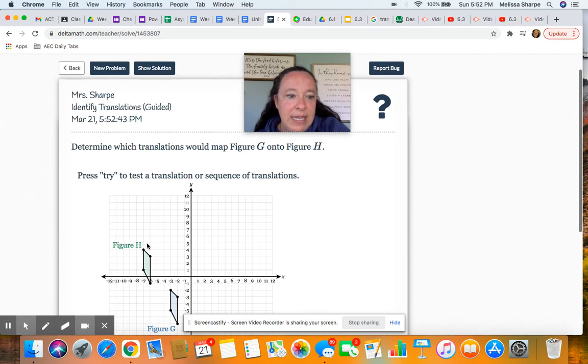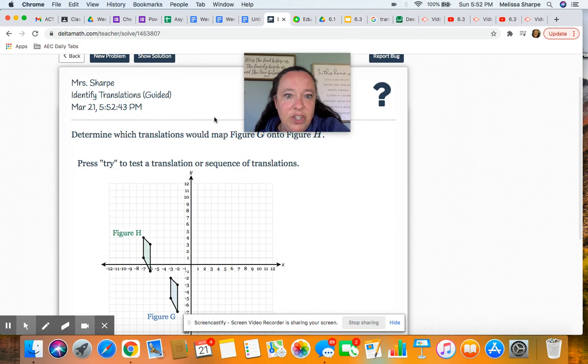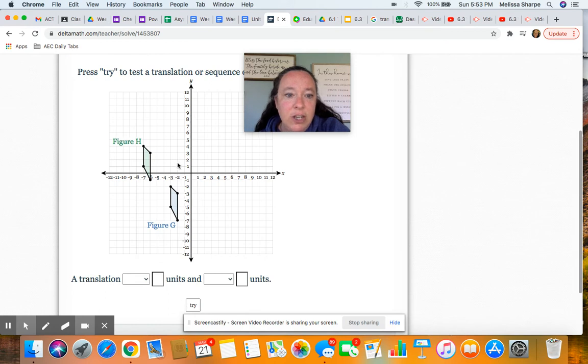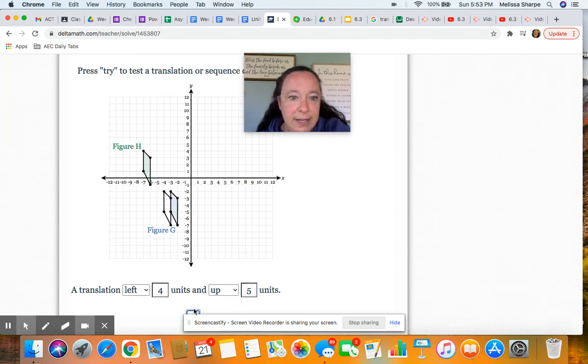Okay, now what about this? If you were given H and G and it says it's mapping figure G onto figure H, so G is your preimage, H is your image, so G is mapping to H. So G is your beginning. So you just think what's happening. You got to pick a point and go, okay, 1, 2, 3, 4. We went left 4, and then 1, 2, 3, 4, 5. Looks like up 5. So left 4, and then I'm going to put up 5, and I'm going to hit try and see if that does it.